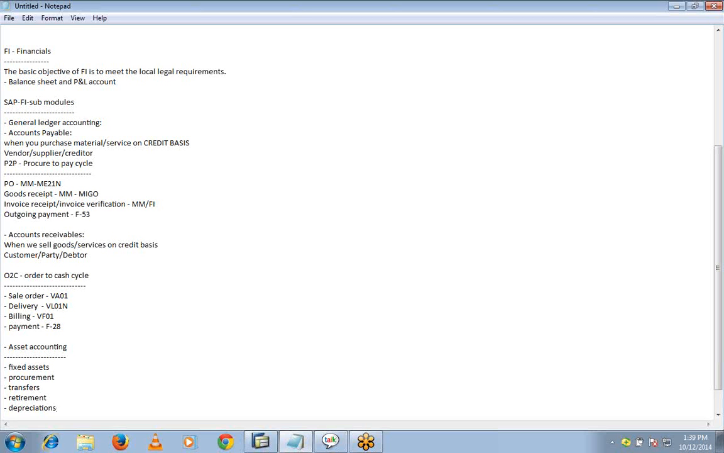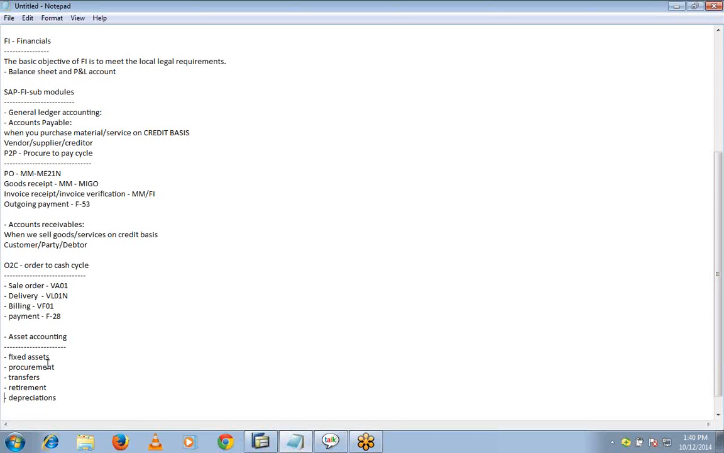In asset accounting, we are going to see how we can procure fixed assets, how we can transfer the fixed assets, how to sell those fixed assets if required, and how we are going to depreciate the asset. For using that asset, we have to depreciate it, right? Because the value of that asset will go down year to year. So that is called depreciation. How we are going to do that, these are the things that we are going to cover under asset accounting.